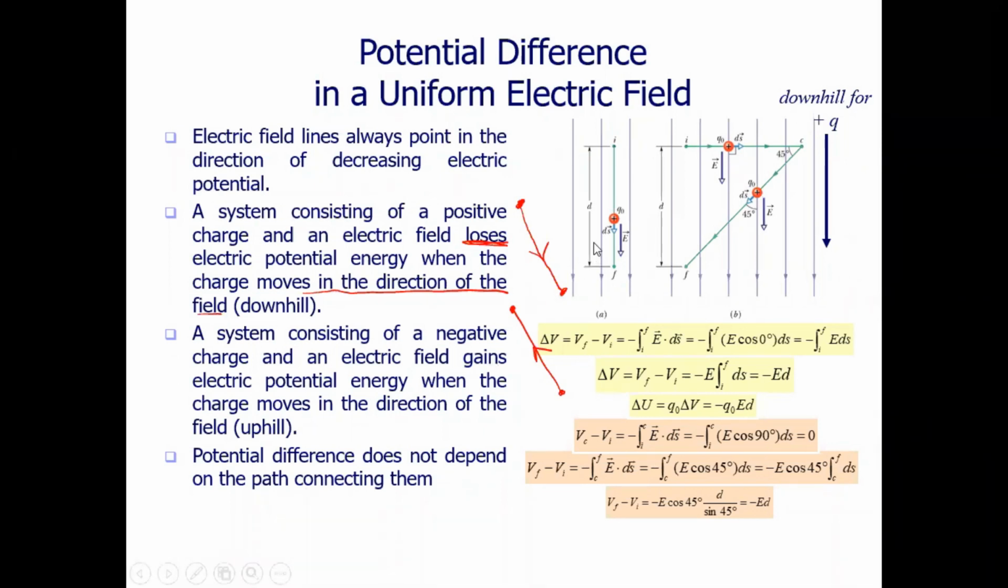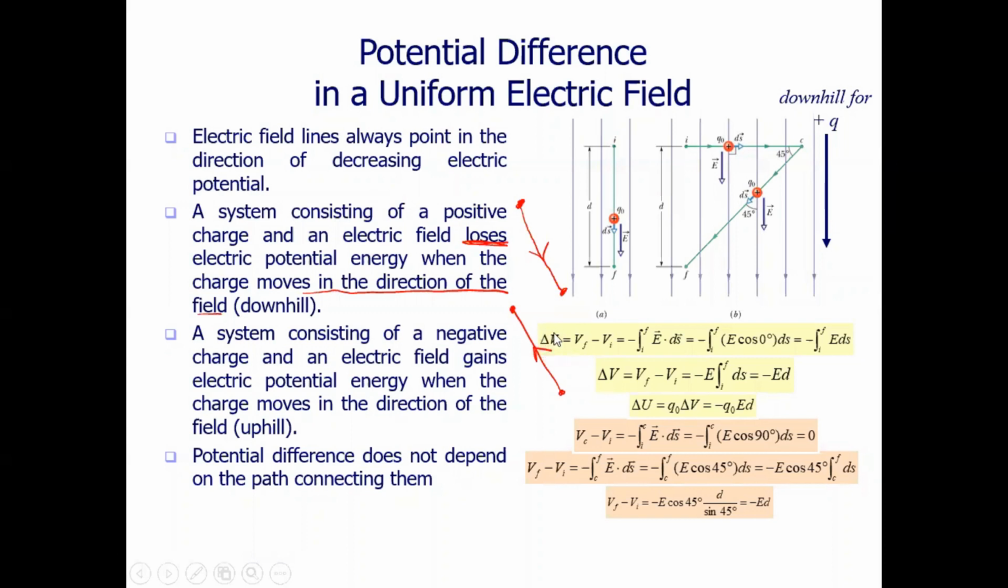So in this example, which is just an illustration, imagine that you are moving a positive charge from the initial point to the final point. Remember, this is in the direction of the electric field. Do you expect that the electric potential will increase or reduce? To reduce. That's what we have learned.